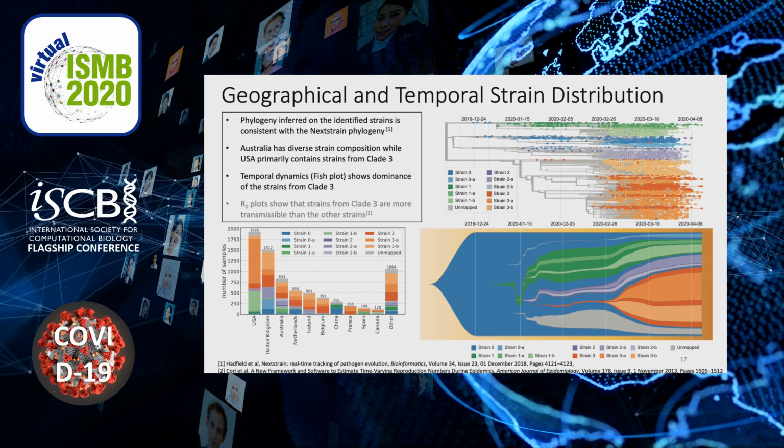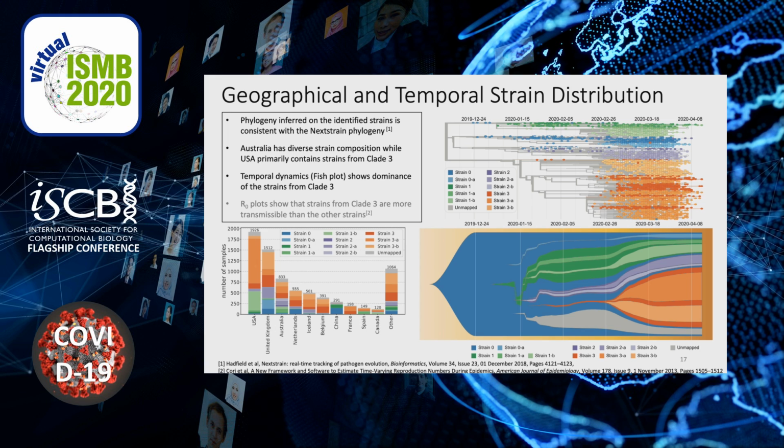Next we look at the strain composition of the sequences from different countries. We see that countries like Australia have a diverse strain composition, while USA primarily contains strains that belong to clade 3. And finally, here we look at the temporal dynamics in this fish plot.